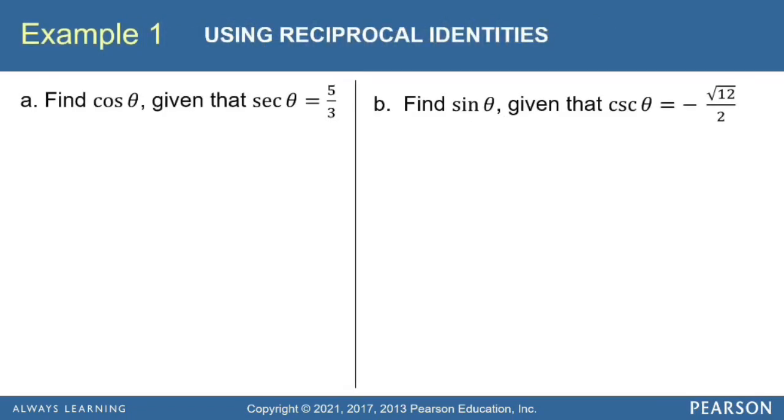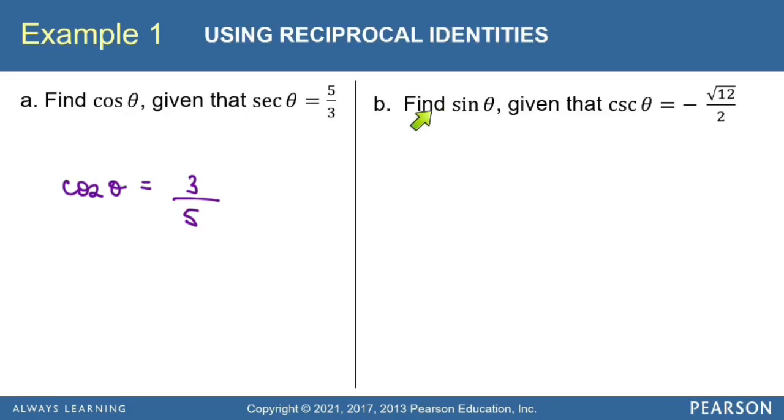So let's get an example here. Example 1 says find the cosine of theta given that the secant of theta is 5/3. Well, we know that the cosine is the reciprocal of the secant. So if the secant of theta is 5 over 3, then the cosine of theta is going to be 3 over 5. Notice here that when we do a reciprocal, the sign stays the same. The reciprocal of a positive number is positive, and the reciprocal of a negative number would be negative.